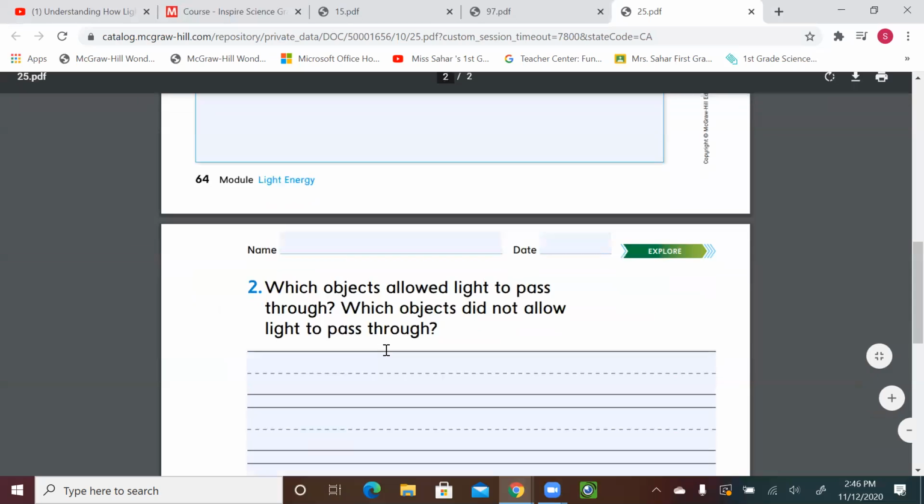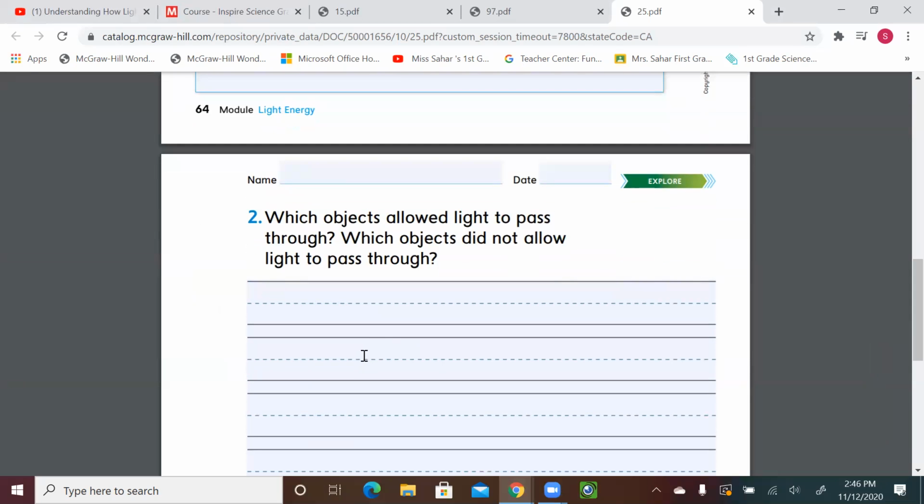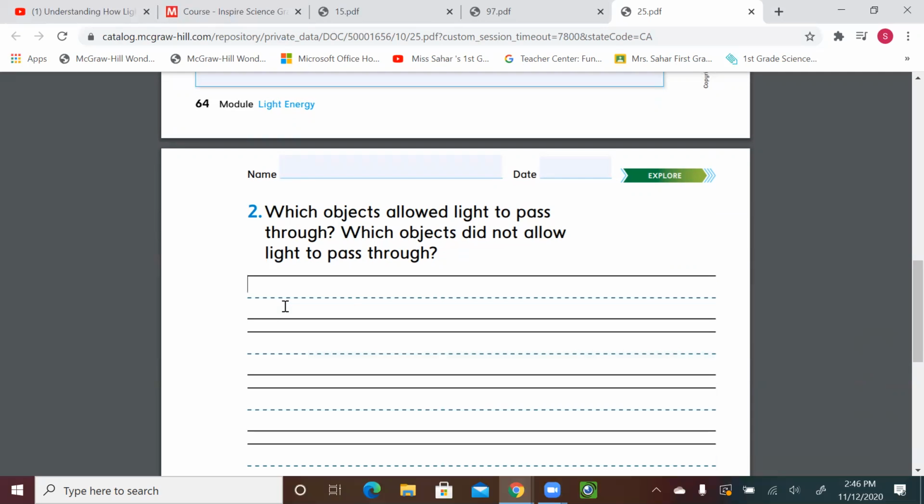All right, let's go to page 65. Which objects allow light to pass through? Which object did not allow light to pass through? Okay, remember when we were seeing the previous lesson when we talked about transparent, translucent, we talked about wall, windows. So we need to put some of this information over here.